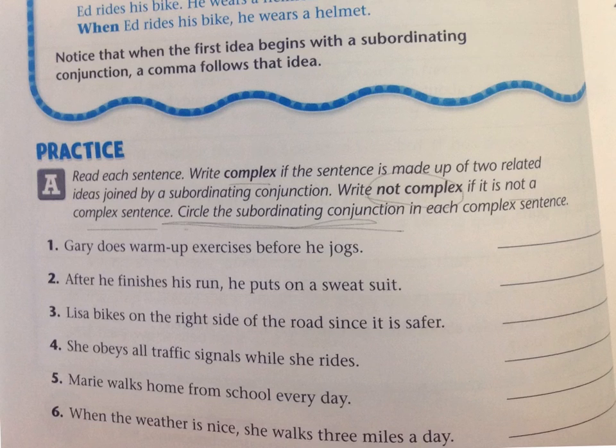So in this one, number one, Gary does warm-up exercises before he jogs. So you have the word before. So that tells you that it is a complex sentence. So once again, if it's complex, you're going to write complex on the line as well as circle your subordinating conjunction. Number two, after he finishes his run, comma, you see that, and you see the subordinating conjunction there, he puts on a sweatsuit. So that is also a complex sentence.